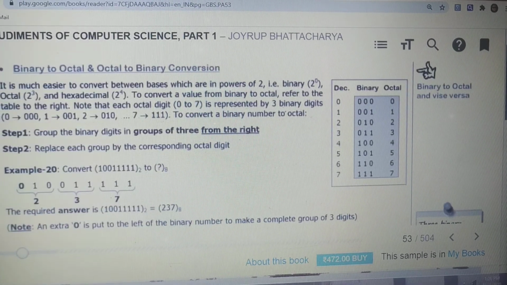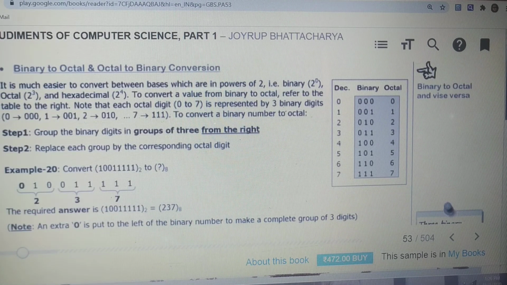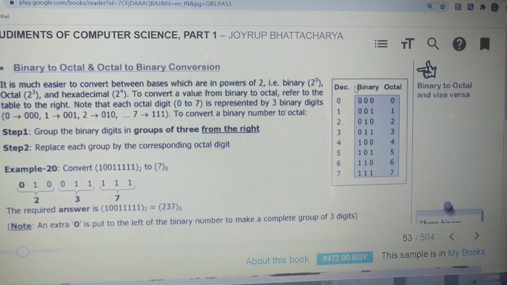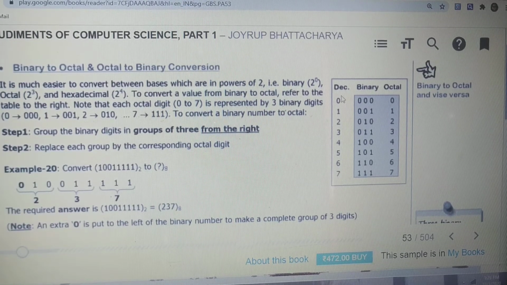Okay, now we will come to binary to octal conversion and octal to binary conversion as well. You know binary numbers are represented by only ones and zeros. First we will look at this table. It is the binary equivalent of an octal number. Decimal 0 means 0, octal 0 means 0.